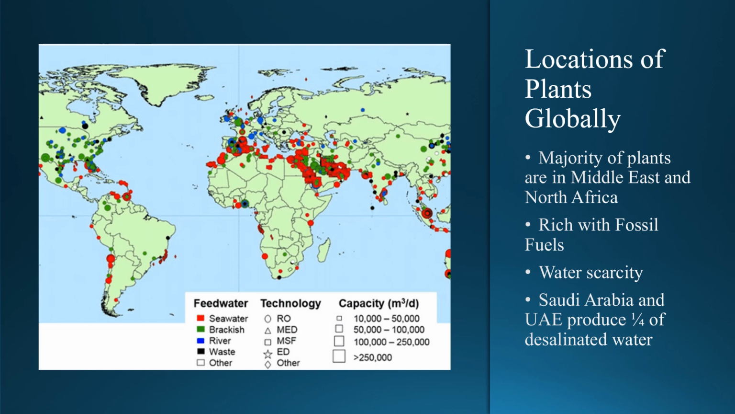Globally, Saudi Arabia and the United Arab Emirates produce 1/4 of desalinated water. So they are definitely the global leaders in that section of the planet.